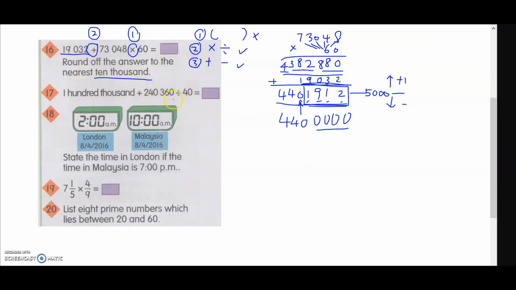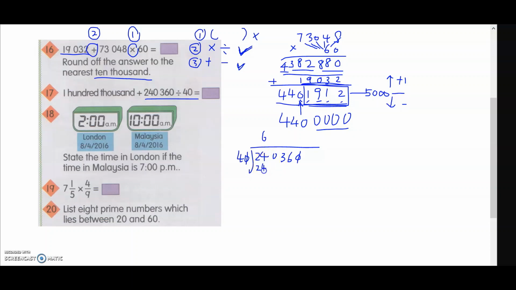Question 17. 100,000 plus this one and then divided by 40. Again, we do times divide first, then only we plus minus. So we should do this one first. So 40 inside will be 240,360. Now if you think that 40 is too big, you just cross 1 0, but here you also need to cross 1 0. It must be the same. So we only use 24,036 divide 4. Then it's easier for you to divide. Once you cross 1 0 each, then they are equal now.